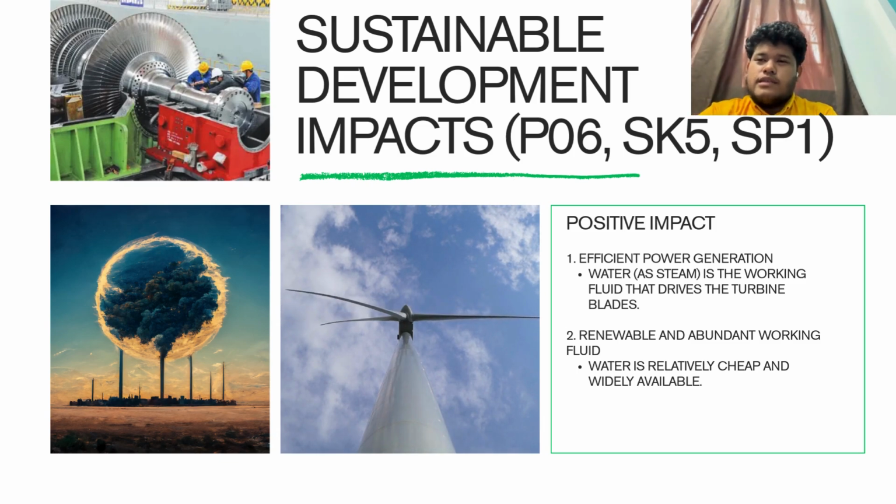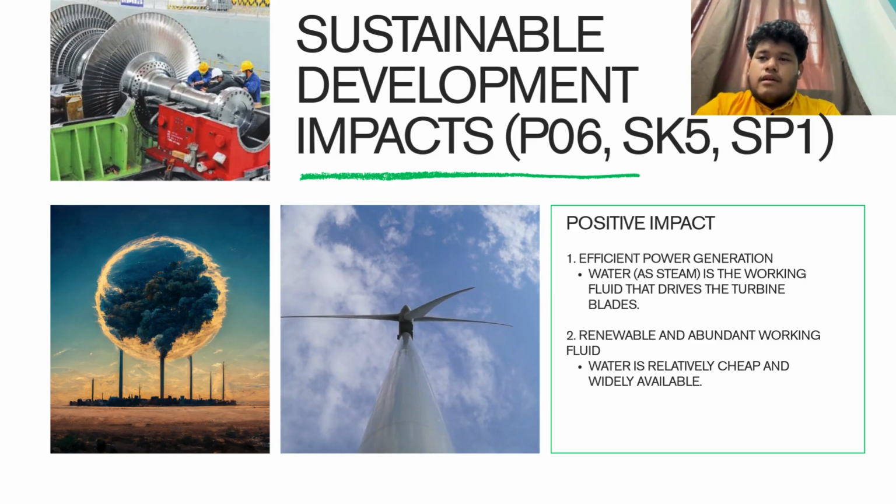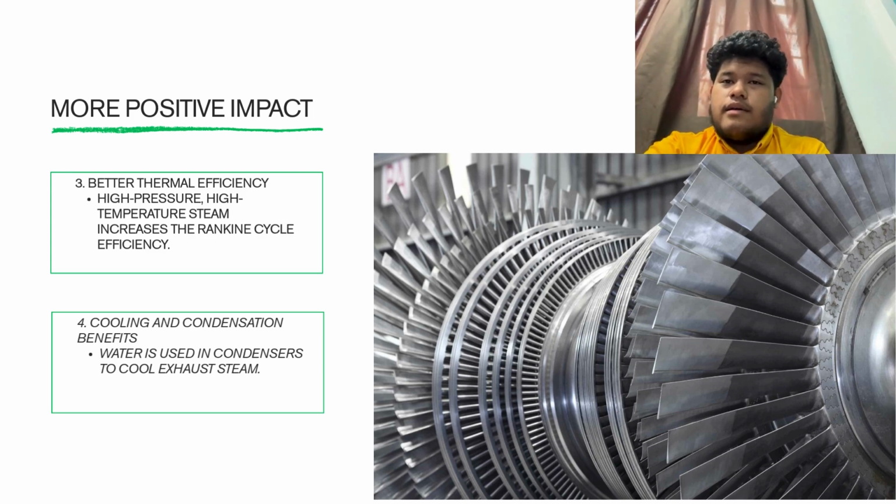So the positive impact is efficient power generation. The point is water as a steam is the working fluid that drives the turbine blades. The second one is renewable energy and abundant working fluid. So the point is water is relatively cheap and widely available. So the third positive impacts are better thermal efficiency. High pressure, high temperature steam increases the Rankine cycle efficiency. And the last positive impact are cooling and condensation benefit. Water is used in condensers to cool exhaust steam. That's all from me. Thank you.